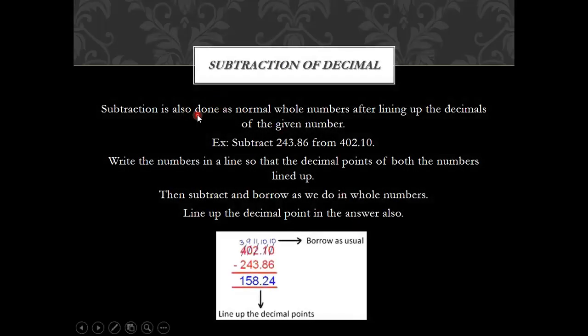Next is subtraction. Subtraction is also done as with normal whole numbers after lining up the decimals of the given numbers. So example, subtract 243.86 from 402.10. So write the numbers in a line so that the decimal points of both numbers line up. Then subtract and borrow as we do in whole numbers. Line up the decimal point in the answer also. See here, 243.86 from 402.10 they have given.